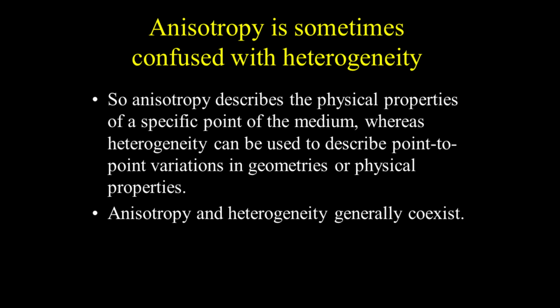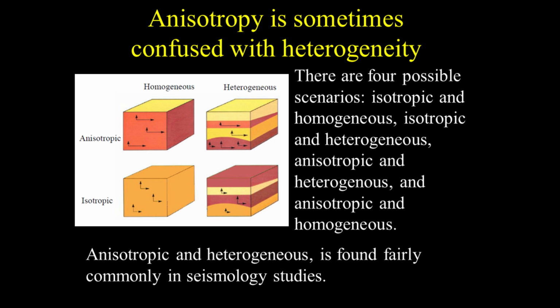Anisotropy and heterogeneity generally coexist. There are 4 possible scenarios: isotropic and homogeneous, isotropic and heterogeneous, anisotropic and heterogeneous, and anisotropic and homogeneous.